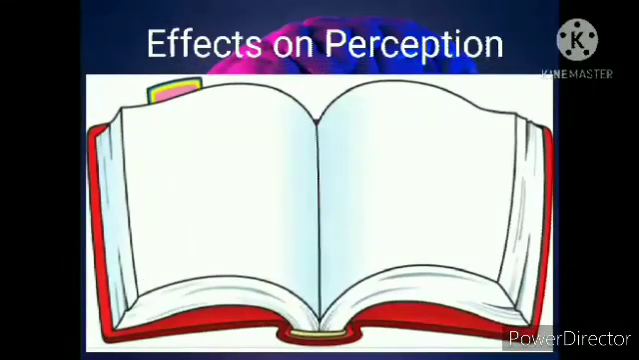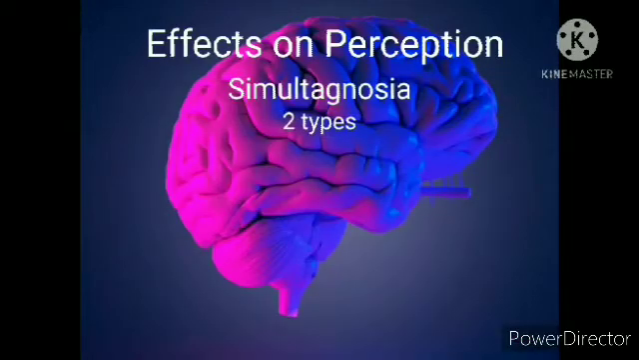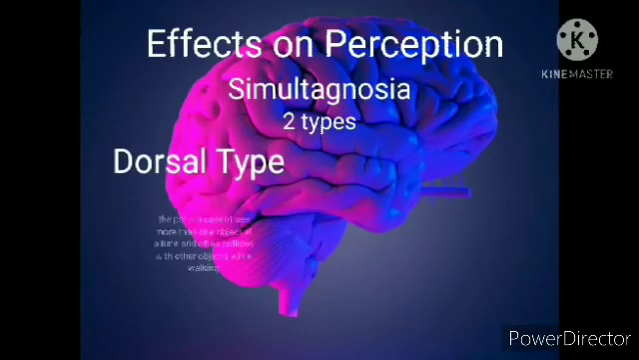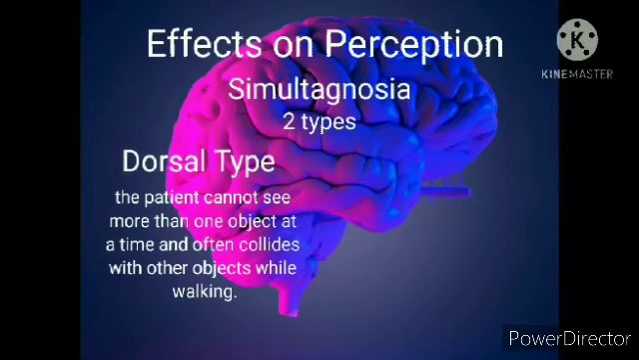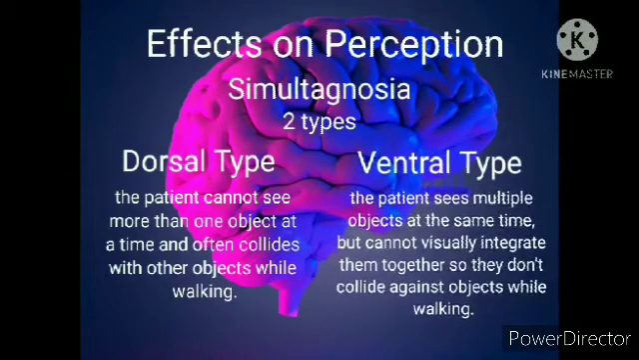Simultagnosia refers to the inability to perceive more than one object at a time. Two types of simultagnosia have been described. In the dorsal type, the patient cannot see more than one object at a time and often collides with other objects while walking. This is seen in bilateral parietal lesions. In the ventral type, the patient sees multiple objects at the same time but cannot visually integrate them together. Therefore, they do not collide against objects while walking. The ventral type is seen in left inferior occipital temporal lobe lesions. Though the patient had bilateral parietal infarcts, he could walk without bumping into obstacles.